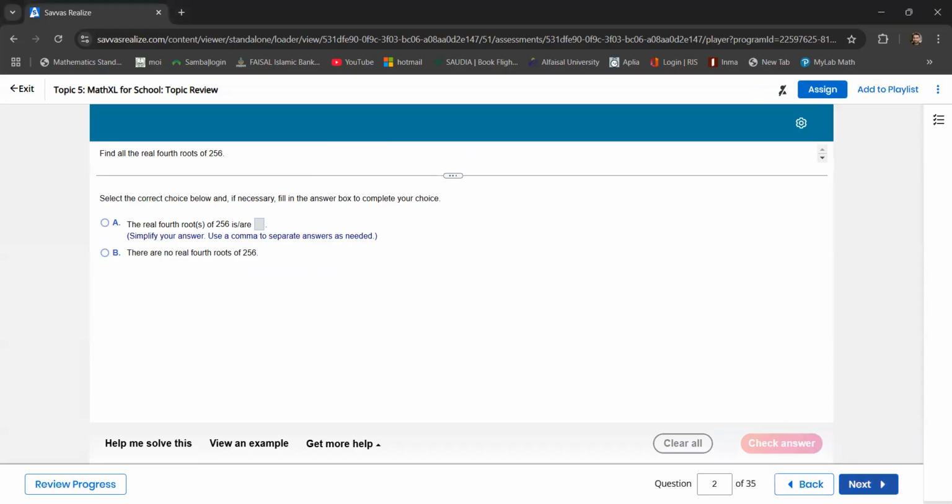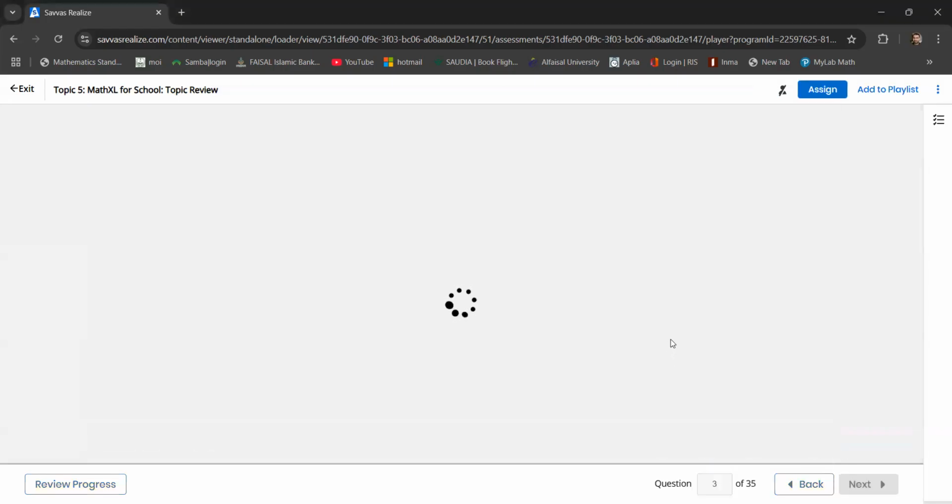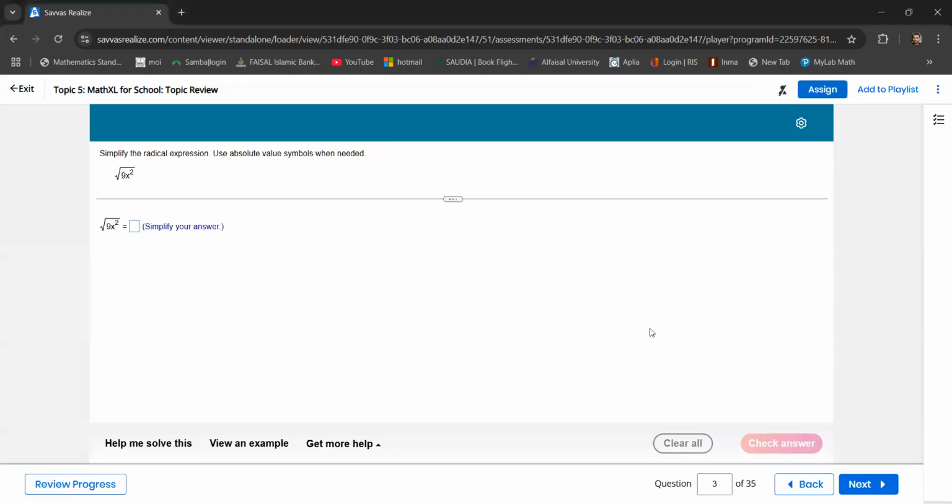Another question. Square root of 9x to the power of 2. We know that the square root of 9 is 3, and the square root of x to the power of 2 will be the absolute value of x.